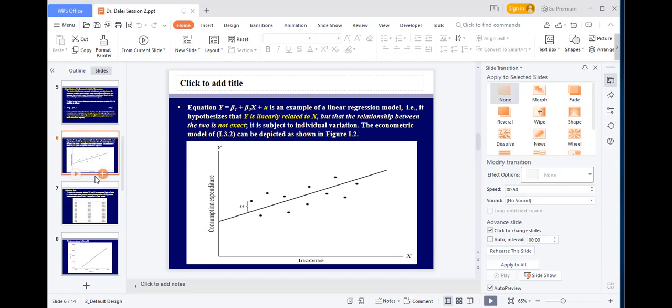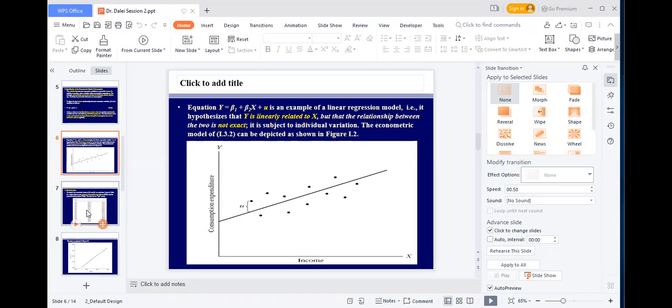What does it mean? There is a direct relationship between consumption expenditure and income. Both are rising upward, and the relationship is rising upward on an average. If you join all those black dot points, you'll get a curve like this, but on an average it is rising. That's why, when we say that on an average it is rising, we can draw a trend line like this.